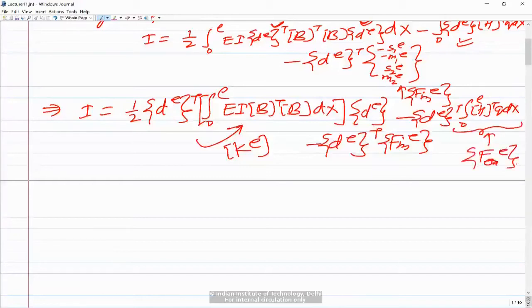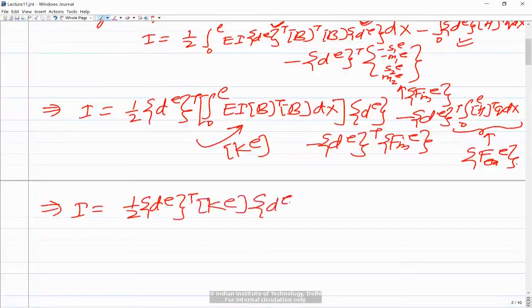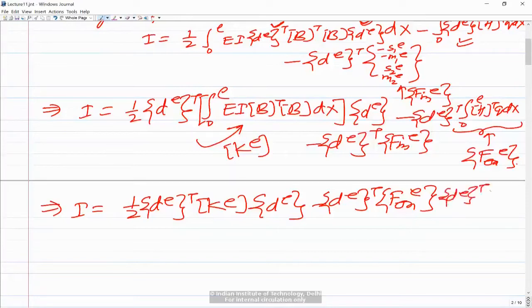So now with these nomenclatures, you can say that I will be half of d transpose Ke d, where K is the element level stiffness matrix, minus d transpose into f external for the element, and minus d transpose into f internal for the element. So there is a minus sign over here.